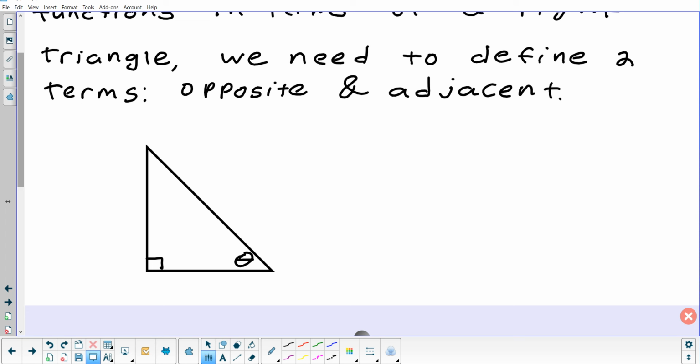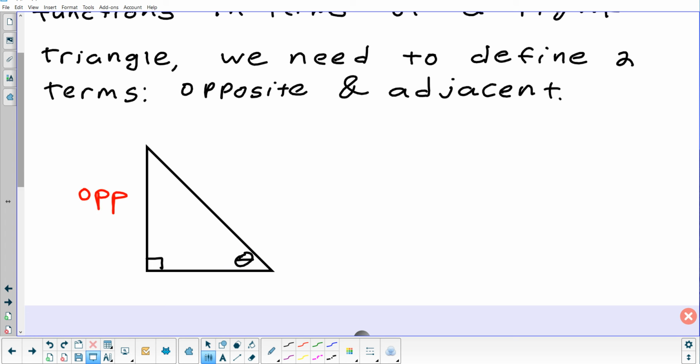What they're always relative to is the angle that's marked, not the 90. Never relative to the 90. So pretend like you're standing at that angle. Opposite is always the side that is farthest away from you. This is opposite.